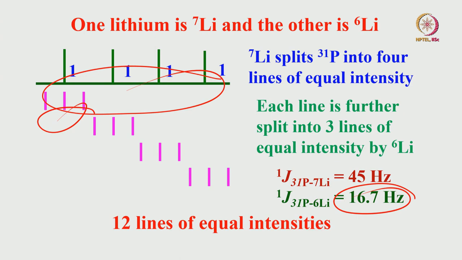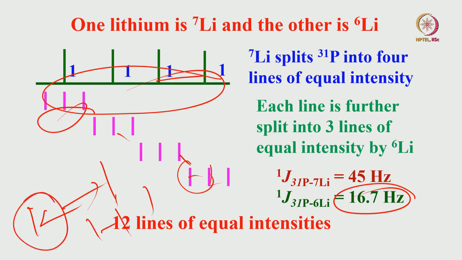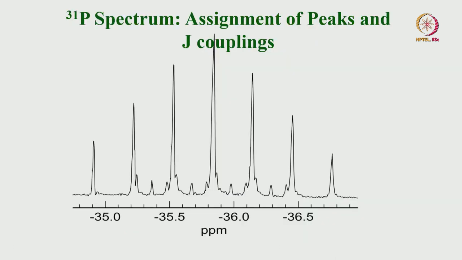Most of them do not overlap, because this separation is 45 hertz and this is only 16 hertz. As a consequence, these lines are very well separated. The overlap is not there because you see, one is here, other is here, this is 45 hertz and from here they will have 3 lines of 16 hertz. So, there is no question of crossover or overlap with the other peaks. All 12 lines should be visible. See here.